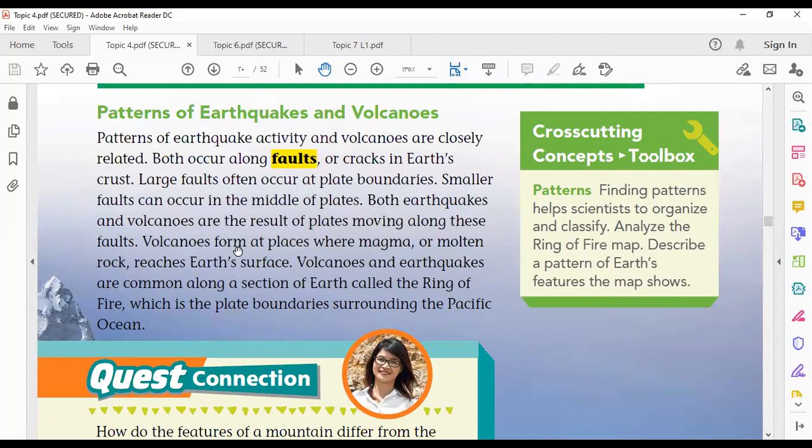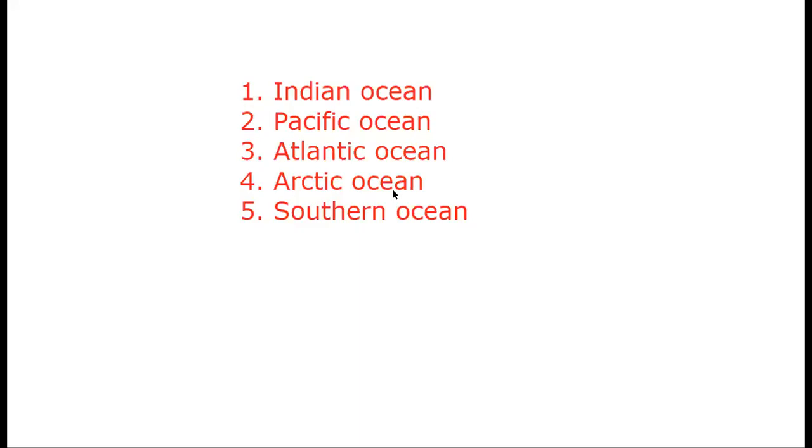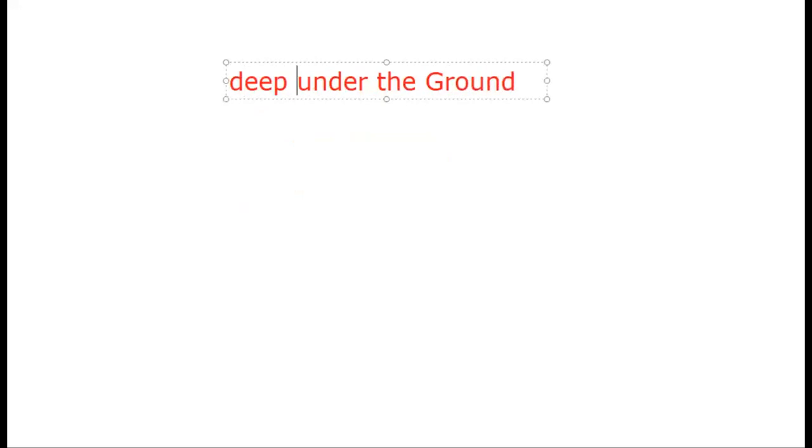Volcanoes form at places where magma, or molten rock, reaches the earth's surface. What is the meaning of magma? Look here. Now under the ground, deep under the ground, what happens when we go deep under the ground? Temperatures are very high.